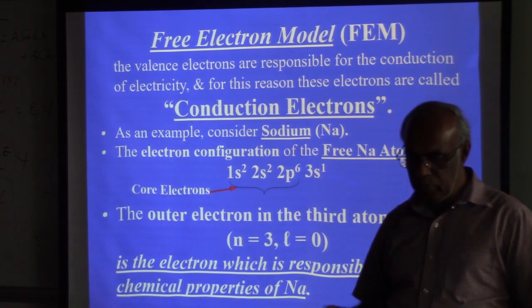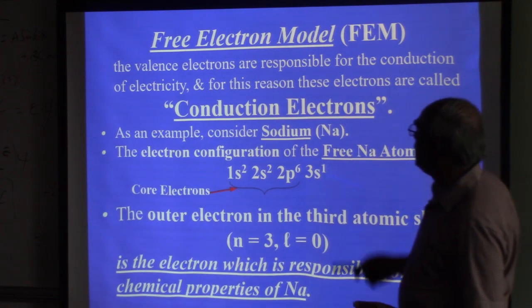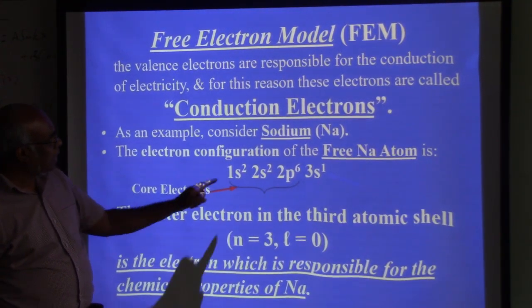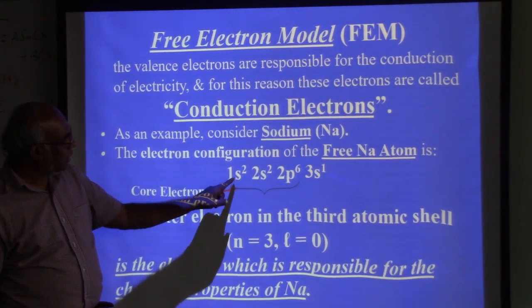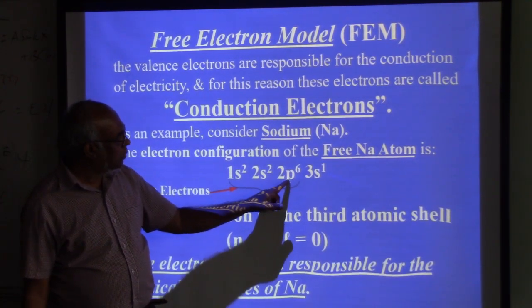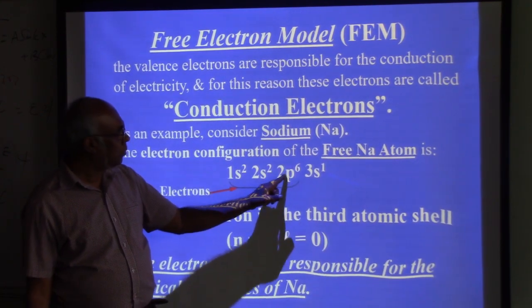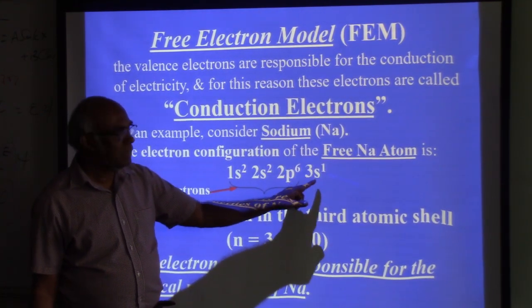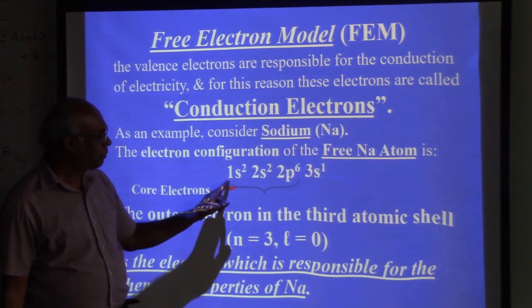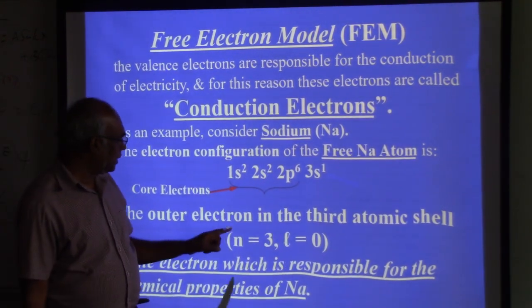Okay, so also if you take the free electron model, for example, a sodium atom. If you look at the electronic configuration, we have two electrons in the 1s², two electrons in the 2s², six electrons in the 2p⁶, and then only one electron in the 3s orbital. So this is the valence electron, right? These are core electrons.